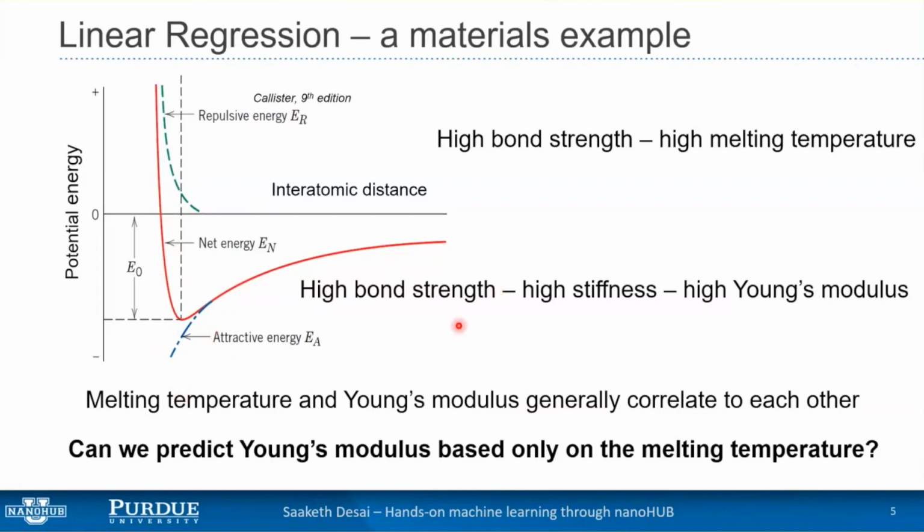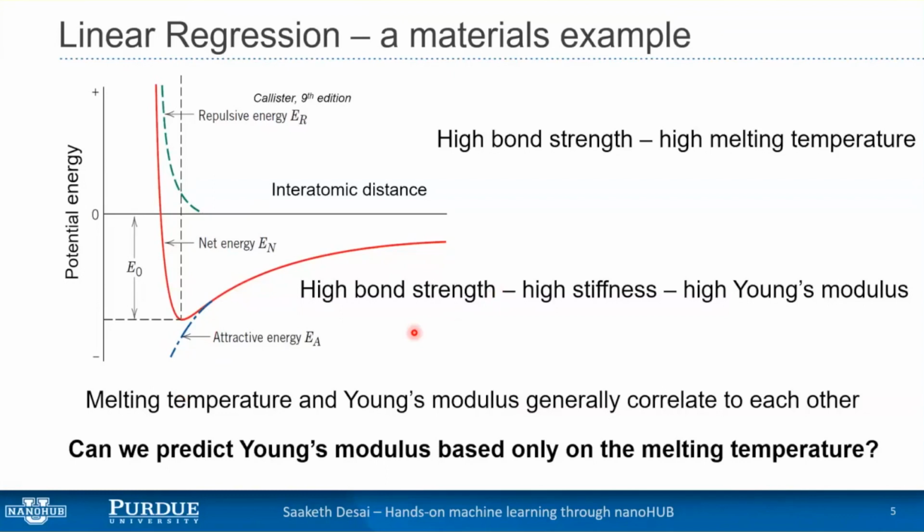So a high bond strength would also result in a high stiffness. You can characterize stiffness in many ways. We'll use Young's modulus as an example, but the point being that both melting temperature and Young's modulus, quantities that you can measure in the lab, are correlated to the bonding strength in the same way. If you actually look at data of melting points and Young's modulus, you would expect them to have a positive correlation. As one increases, the other would increase as well.